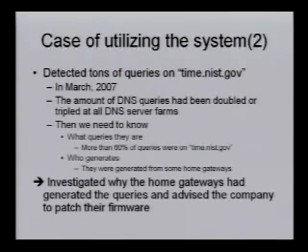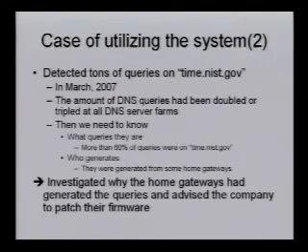The second case is to detect tons of queries on time.list.gov in March 2007. The amount of queries had been doubled or tripled at all DNS server farms. We investigated what queries they were and who generated them. More than 60% of queries were on time.list.gov. Those source IP addresses were from some home gateways.